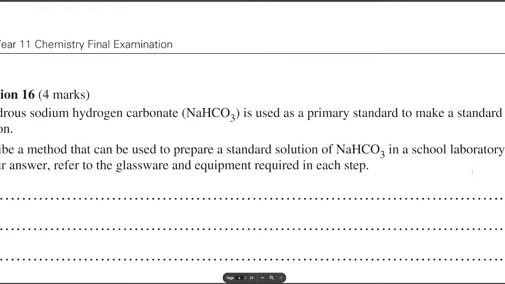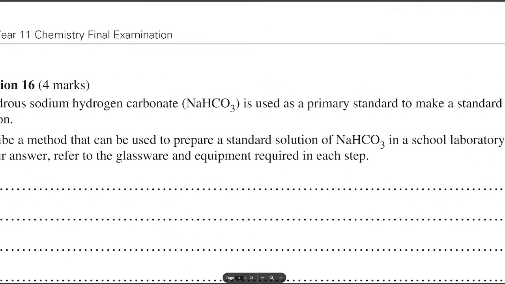You guys can't see the whole question, but I'll just read it out anyway. Anhydrous sodium hydrogen carbonate is used as a primary standard to make a standard solution. Describe a method that can be used to prepare a standard solution of that in a school laboratory. Refer to the glassware equipment.